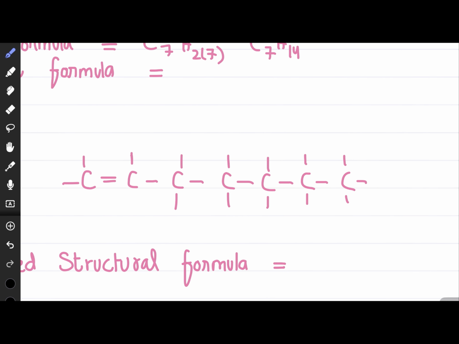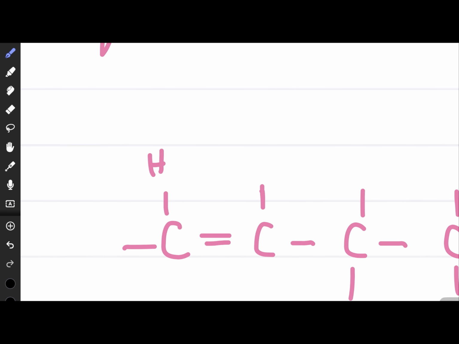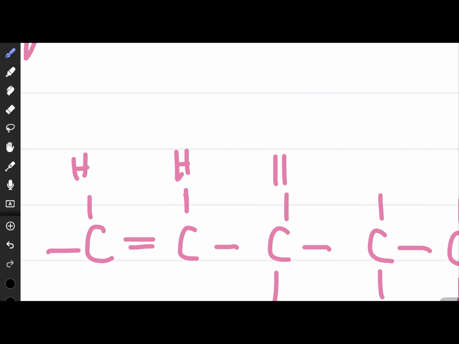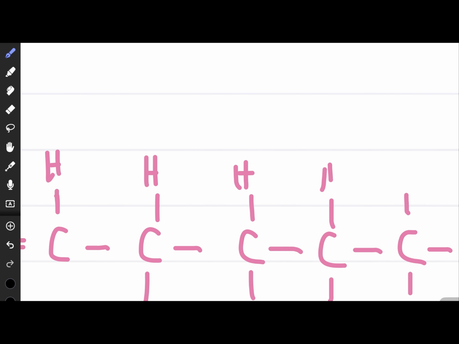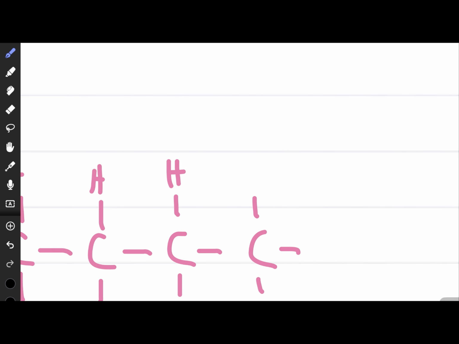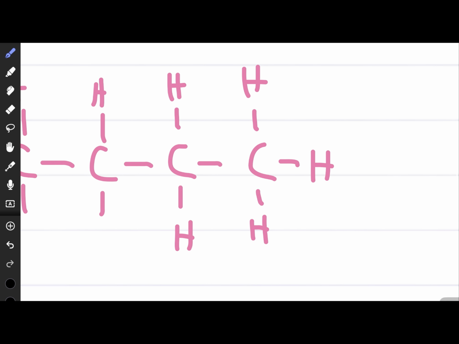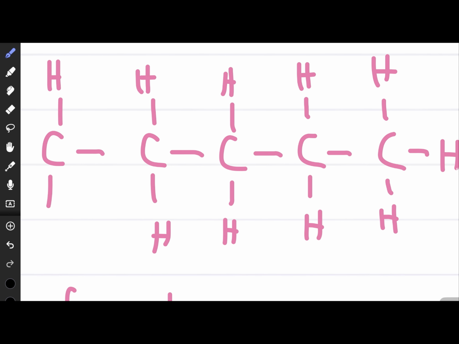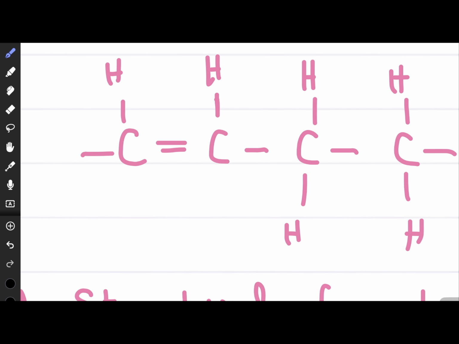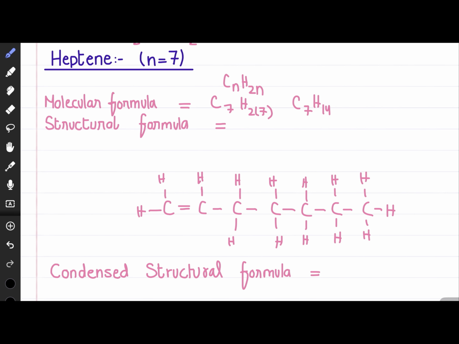Now let's put H element along with each line. H comes here 1, 2, 3, 4, 5, 6, 7, 8, 9, 10, 11, 12, 13, and here comes the 14th. And we have whole 7 C's with 14 H.